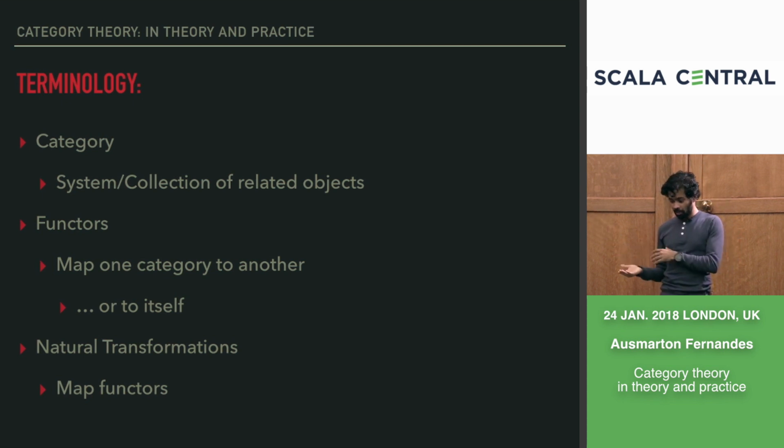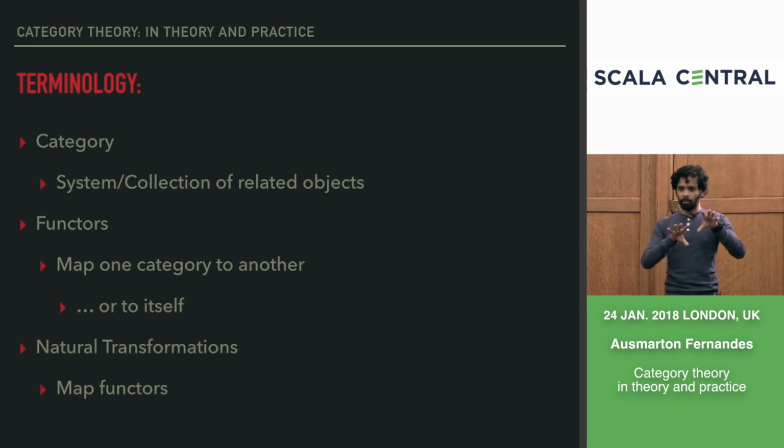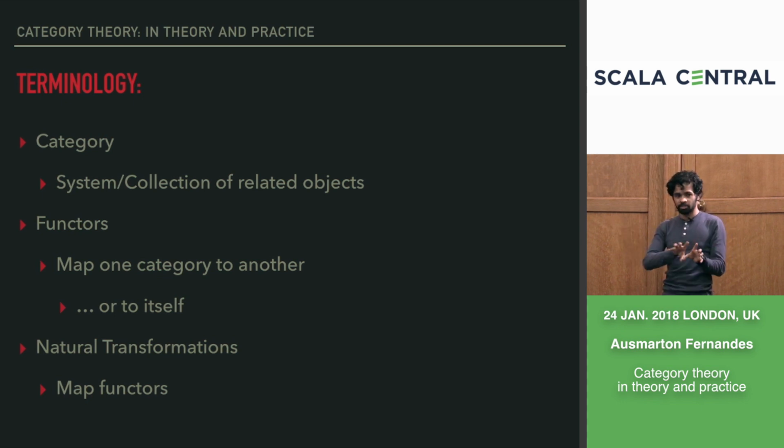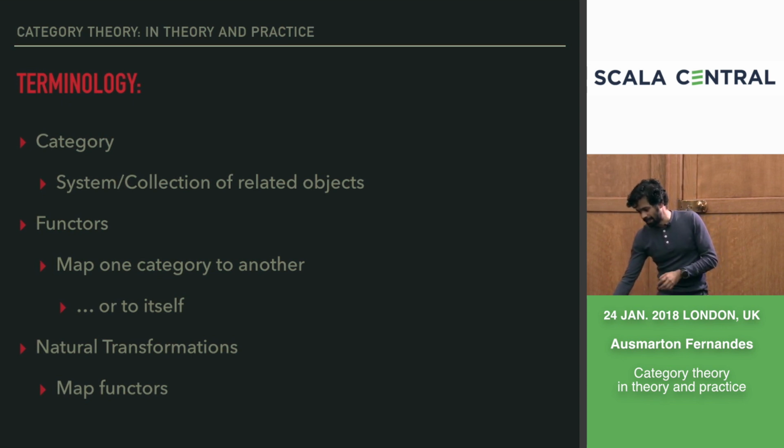Natural transformation: now this is where we see the same pattern showing up again. We were talking about functors, which are translations between two categories. Now we are talking about translations between two functors themselves, which are natural transformations. Of course, we won't be seeing natural transformations today.